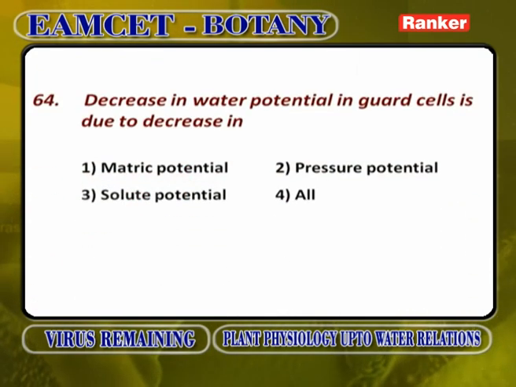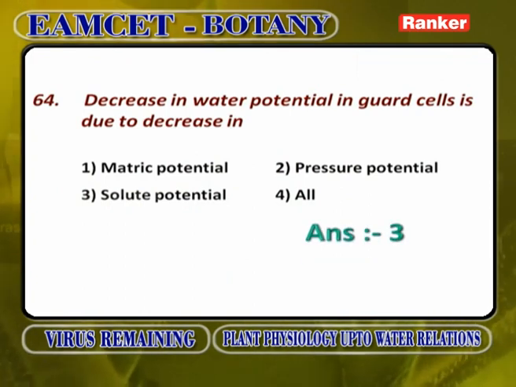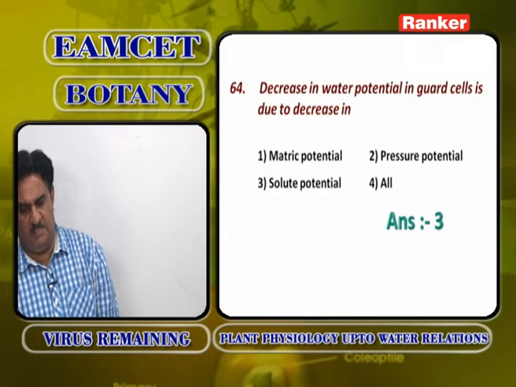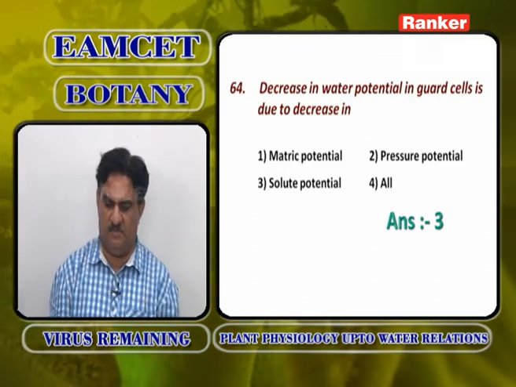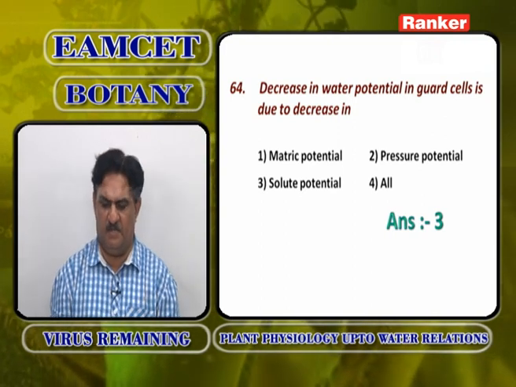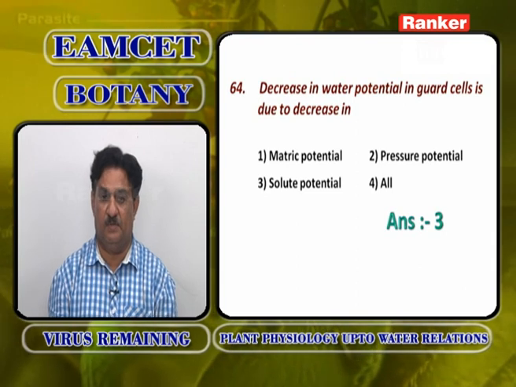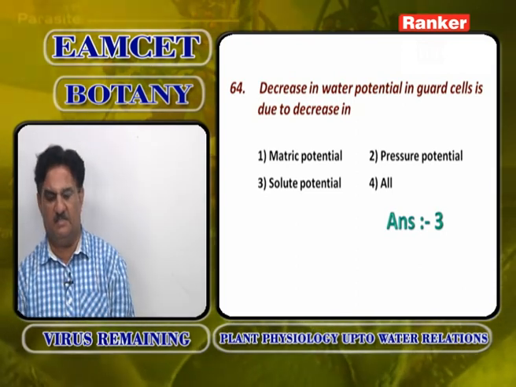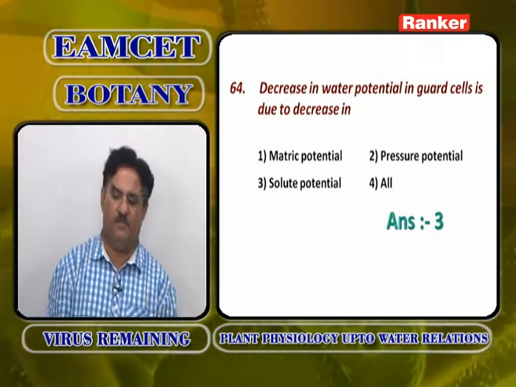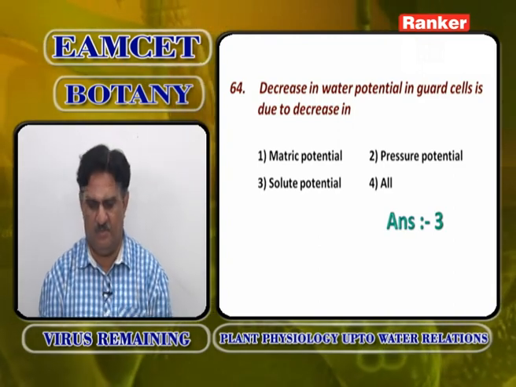Second option. Decrease in the water potential in guard cells is due to decrease in matric potential, pressure potential, or solute potential, all because of solute potential. Solute potential increases and water potential decreases. So, solute potential.